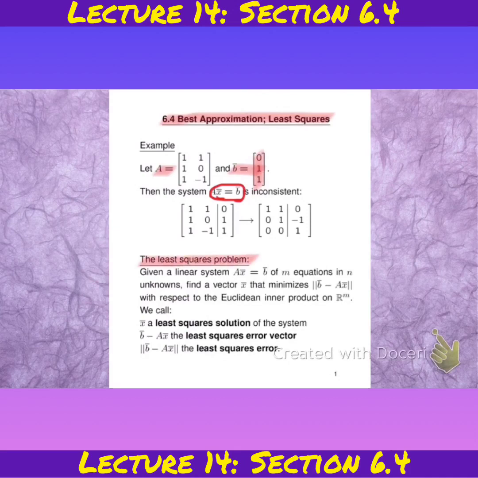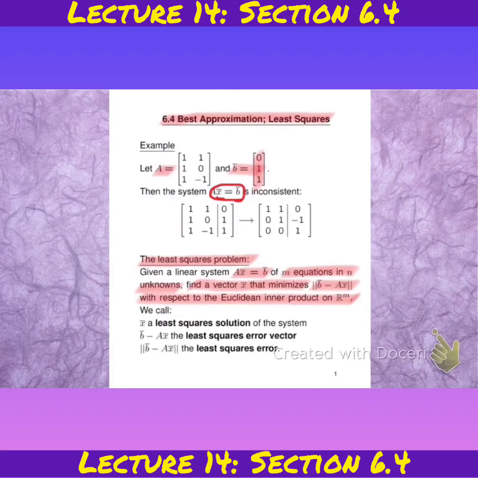So given a linear system Ax equals b, where you are given m equations in n unknowns, we need to find a vector x that minimizes the norm of the vector b minus Ax. In other words, we're measuring the distance between the vector b and the vector Ax, and we want to pick an x that will make that as small as possible. And this is with respect to the Euclidean inner product in R^m.